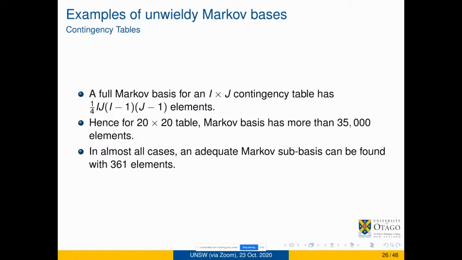So as I said, Markov bases can be far larger than you need. As an example, if you wanted to resample an I by J contingency table, the full Markov basis has order I squared J squared entries. So for a 20 by 20 table, it has about 35,000 entries. But in fact, you can find an adequate Markov subbasis for a given set of marginal constraints, typically with only 361 elements. So there's a lot of unnecessary entries in that full Markov basis.